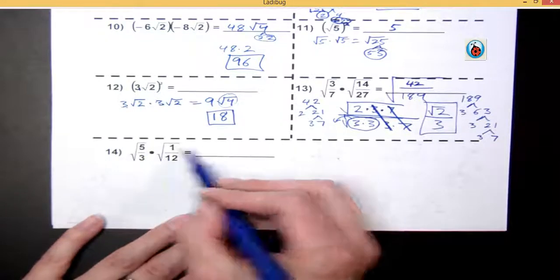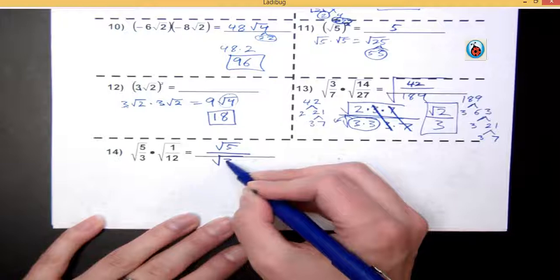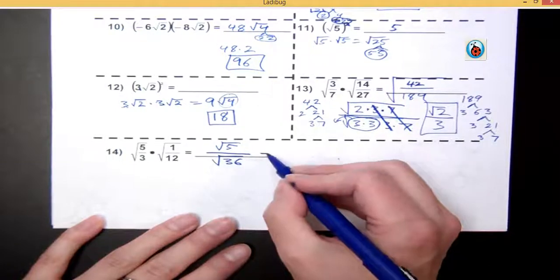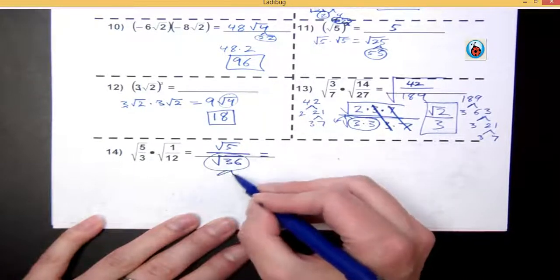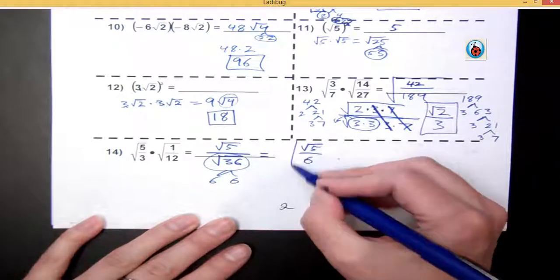Alright, and last example, we multiply straight across. It gives me square root of 5 over square root of 36. Hopefully by now you recognize square root of 36 is 6. And so my answer is square root of 5 over 6.